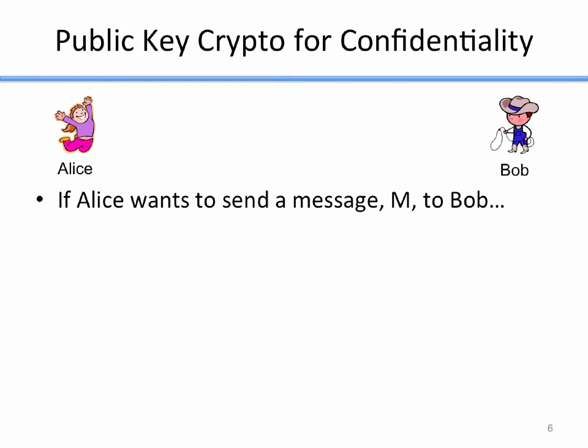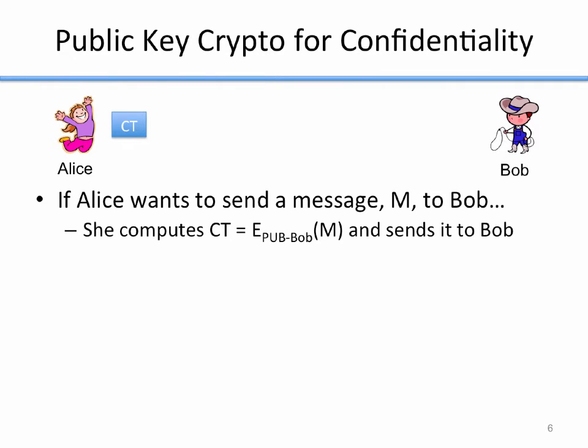Okay, so if I want to use public key crypto for confidentiality, meaning to send a secret message, what do I do? Well, if Alice wants to send a secret message to Bob, then she computes the ciphertext by encrypting the message with Bob's public key. And she sends it to Bob.